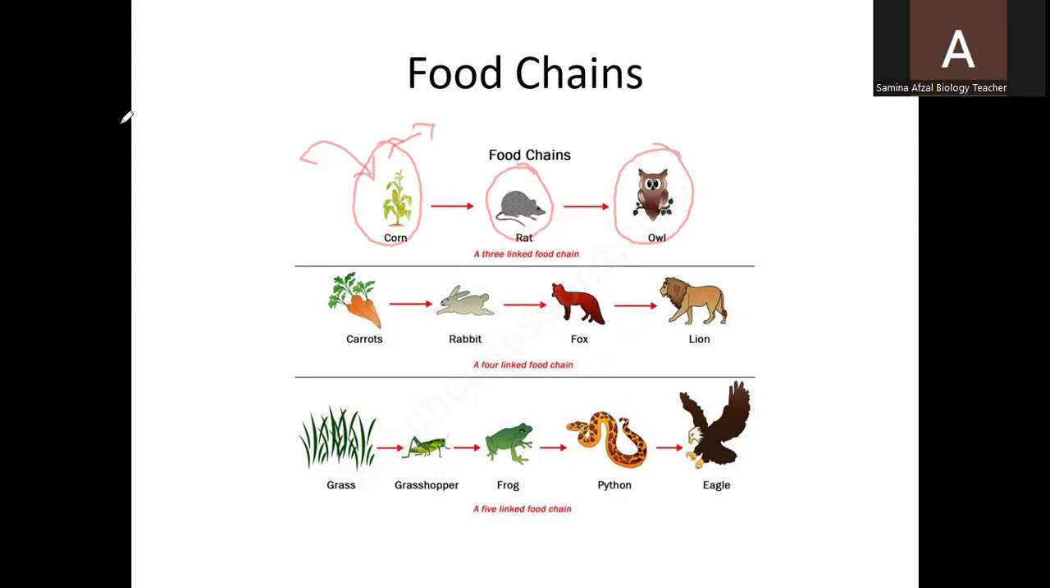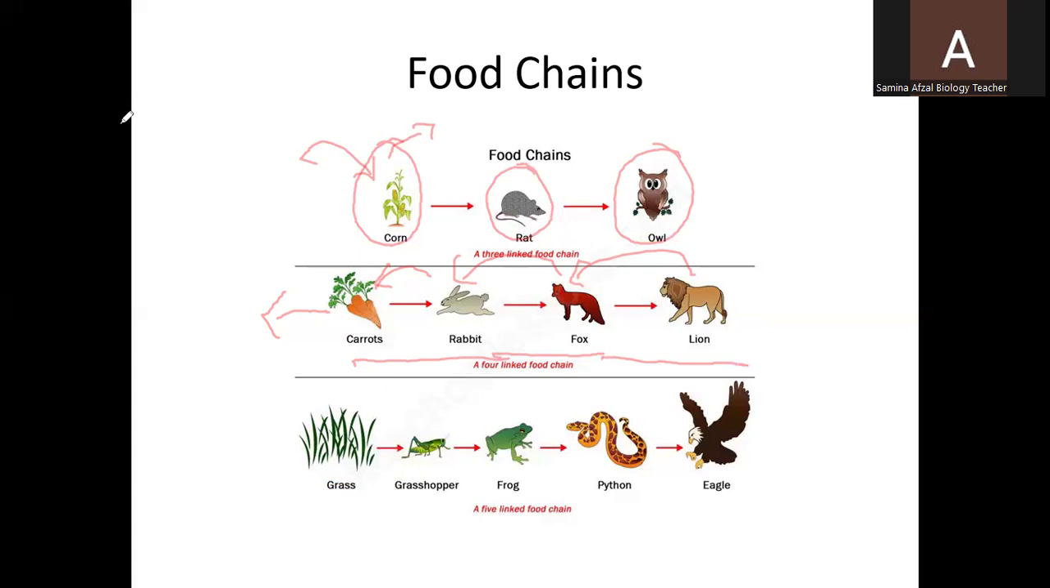In the next food chain, you can say the carrots are produced by the plants. Carrots are the roots of the green plants, and the rabbits depend on these carrots, so they will eat these carrots, and then the fox will eat the rabbits, and the lion depends on the fox for food. So in this case, the energy is transferred from the carrots to the rabbits, and from rabbit to fox, and from fox to lion.